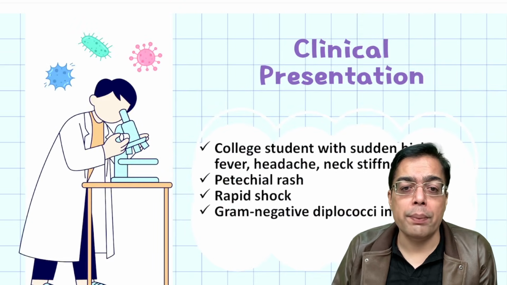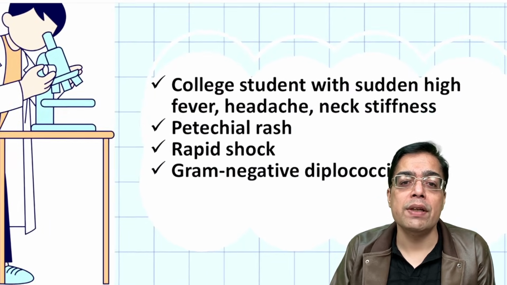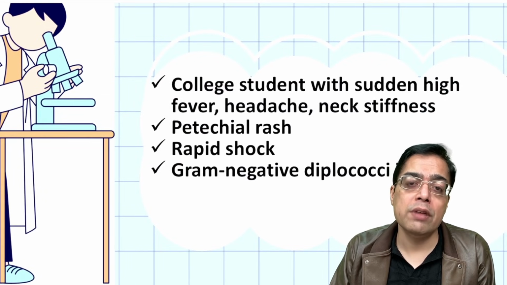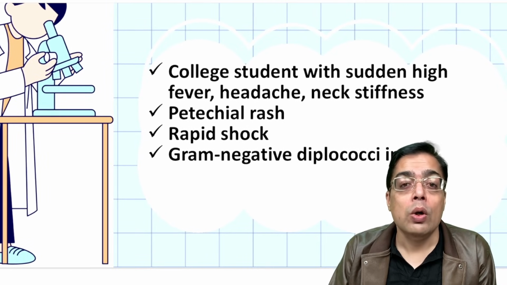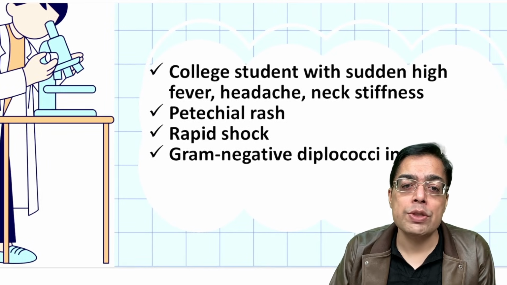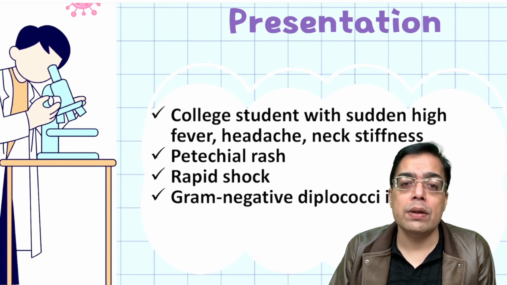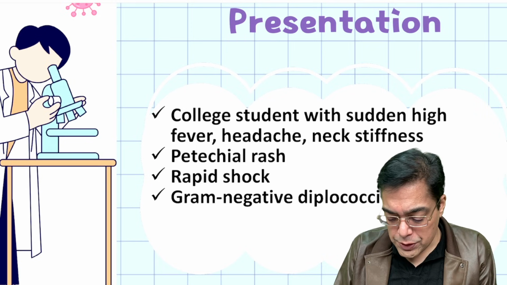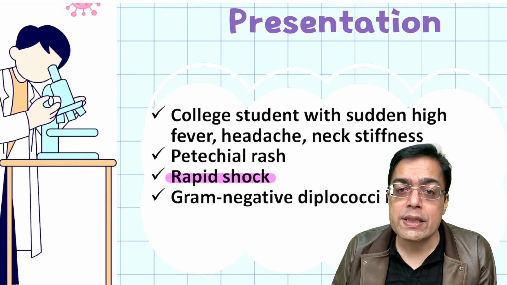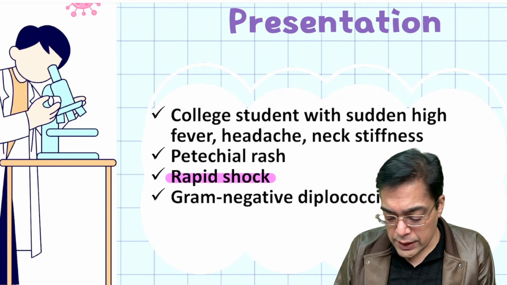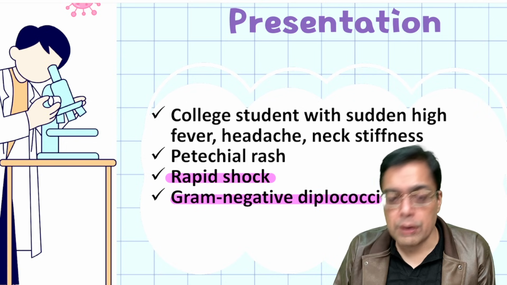Talking about the next one, a patient, he is a college student and he is having a sudden high fever. He is also having a headache, and there is neck stiffness. On top of it, the patient is also having a petechial rash, and there is a problem in the sense that the patient has a downhill course. He goes in for a state of rapid shock. On the CSF examination, what you observe over here is that he is having gram-negative diplococci.